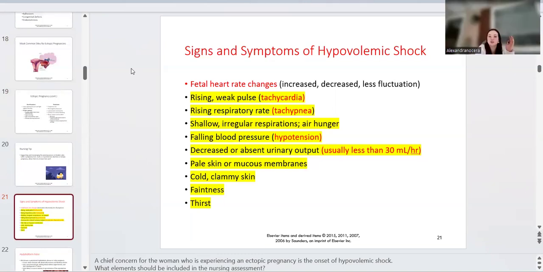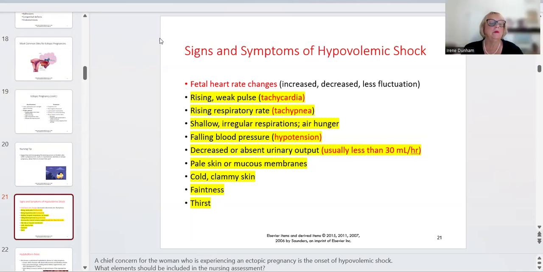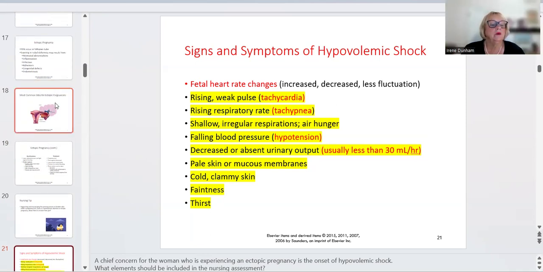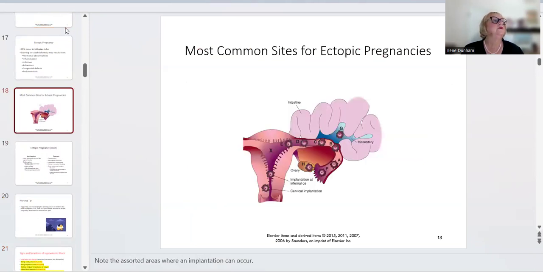I had a question. Sure. If 95% is in the fallopian tube, then where are the other 5%? Oh yeah, let me go back to that slide. I can show you. These are some other common sites. These little cells can go into the mesentery, as you can see here, the gut. It can make its way down, but it implants by the internal os, which is really, really low. Or you can have cervical implantation in the cervix.